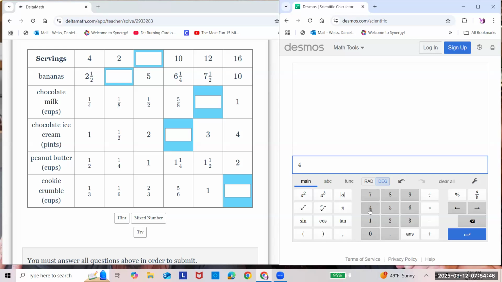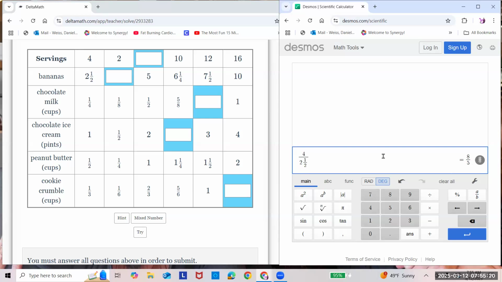4. I'm going to do divided by, then I'm going to hit this 2, and then look, I'm going to do this A over B key here. That'll give me the fraction. 2, and then I'm going to hit 1 on top, and then 2 on the bottom. 4 divided by 2.5 gives me 1.6, but use this convert to fraction key. Press that, and it says 8 over 5.